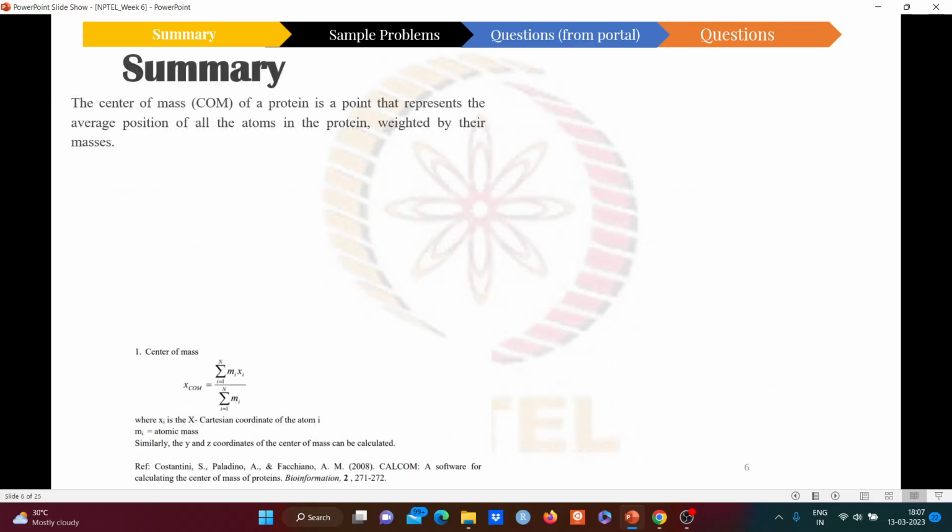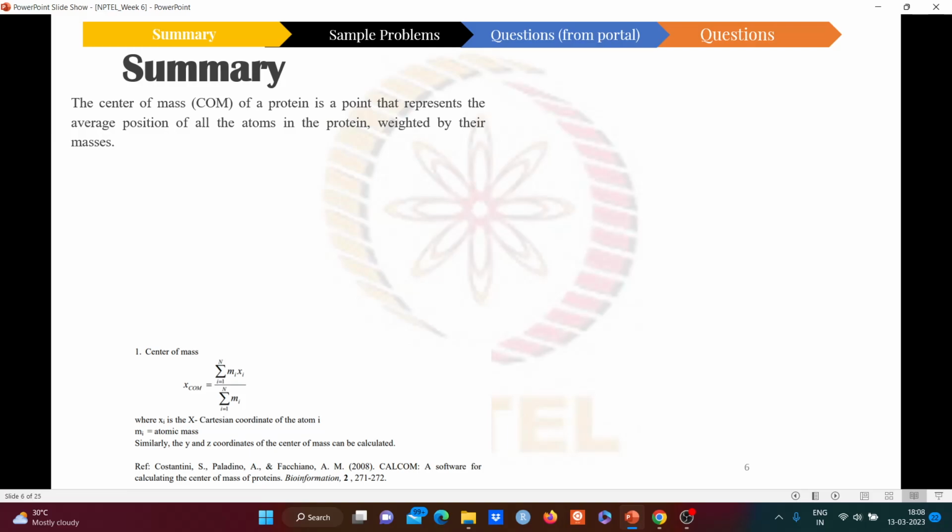Next, we'll start with the center of mass, which is a point that represents the average position of all atoms in the protein weighted by their masses, like atom masses. It is a useful parameter for studying the overall structure and dynamics of the protein, as well as simulating the movement and interactions of the protein with other molecules.